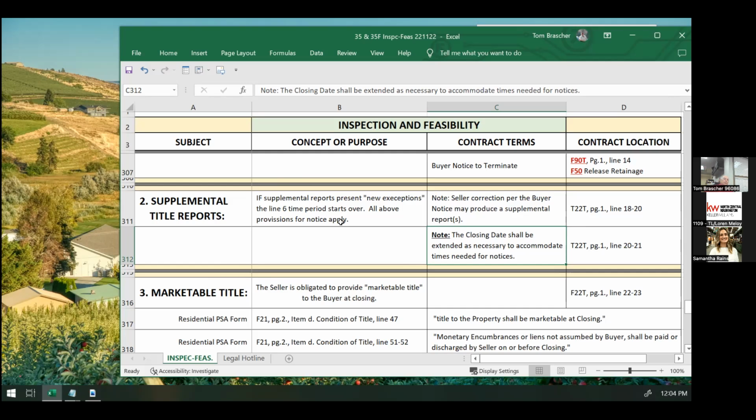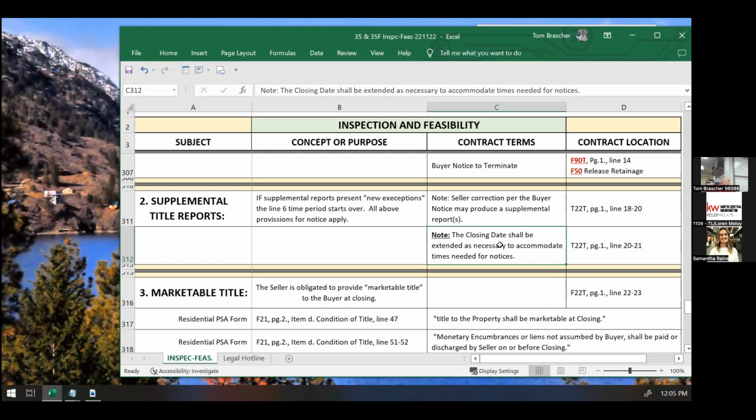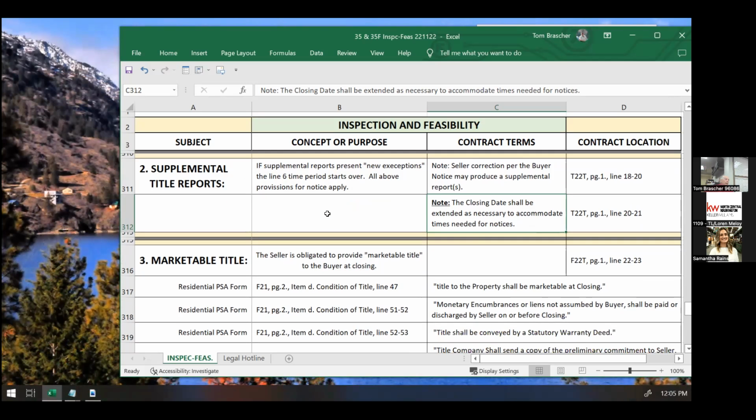And so if there are 2 or 3 things in that title report that bother the buyer, there might be 1, 2, or 3 supplemental title reports issued, which will potentially impact the closing date. So it's something to pay attention to after mutual, and you write down what dates you need to track for your buyer. These are important dates to put on your list.